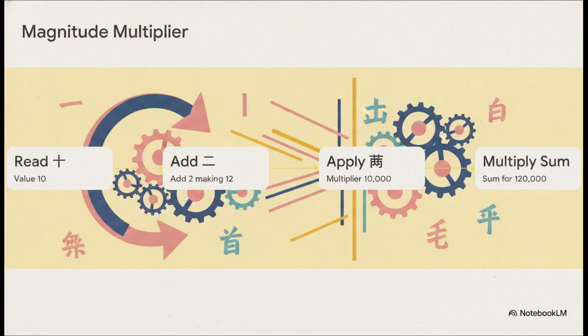Pretty cool, right? But magnitude multipliers, they are an entirely different beast. And this is where the state machine's design absolutely shines. Take the text for 120,000. The machine starts by reading 10, then it adds 2, making 12. But in step 3, when it hits the magnitude multiplier for 10,000, it doesn't just multiply that previous digit. No way. It reaches back and applies to the entire sum that preceded it. It takes that whole 12, multiplies it by 10,000, and outputs 120,000. I mean, this is the absolute aha moment of the code. It flawlessly mimics the actual cognitive rules of the human language.